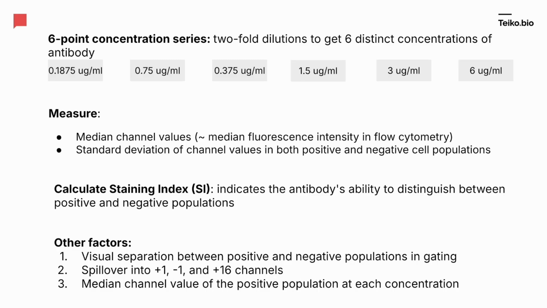Lastly, we also look at the median channel value of the positive population at each concentration, and typically we're looking for a number between 0 to 100, ideally somewhere in the middle.